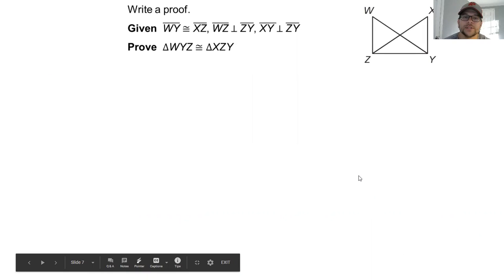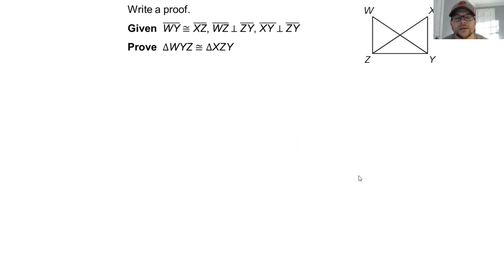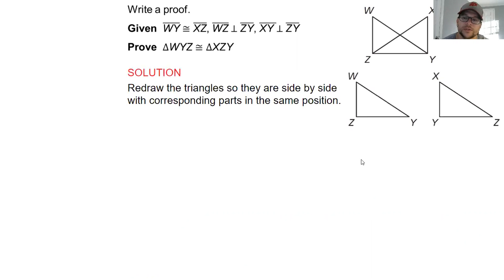So let's write a proof using this. We're given that WY is congruent to XZ, WZ is perpendicular to ZY, and XY is perpendicular to ZY. So let's redraw the triangles, similar to some other examples that we've done, by splitting them apart so they're not overlapping, to help identify the angles and match up the corresponding parts so that we know which side is which. Then we're going to mark that given information.